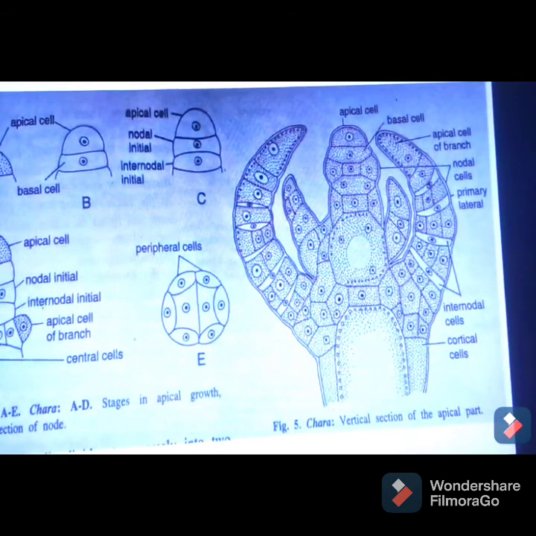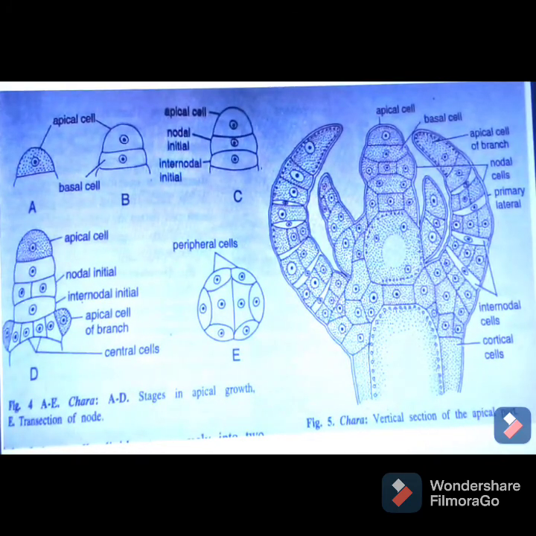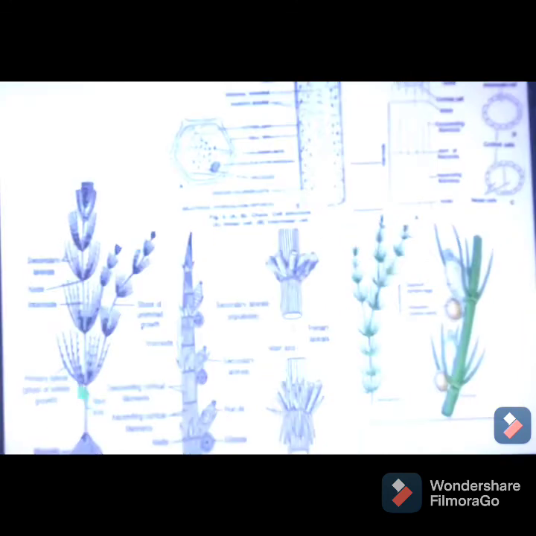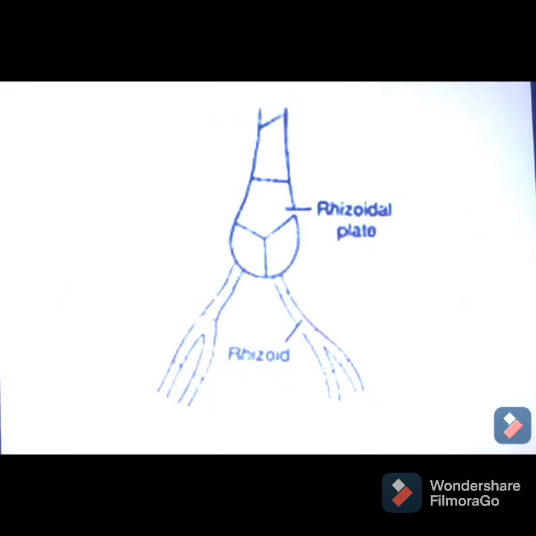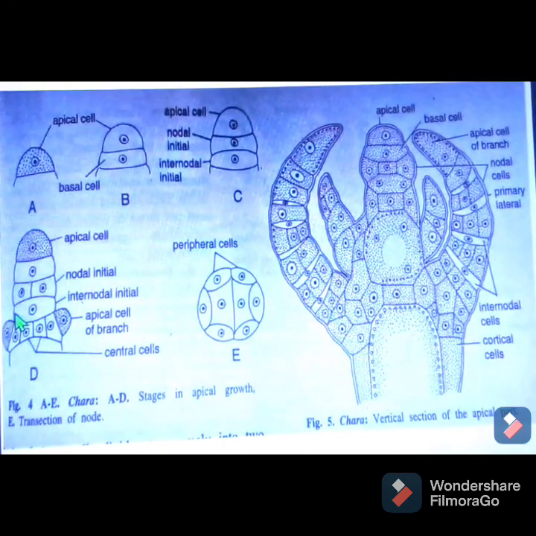The peripheral cells of the last node, the basal node here, that means the node which is present at the base, will start to form the rhizoids. So this last node here will give rise to these rhizoids. And the internodal initial, as I said, does not divide further. It will just elongate. So this is the vertical section.